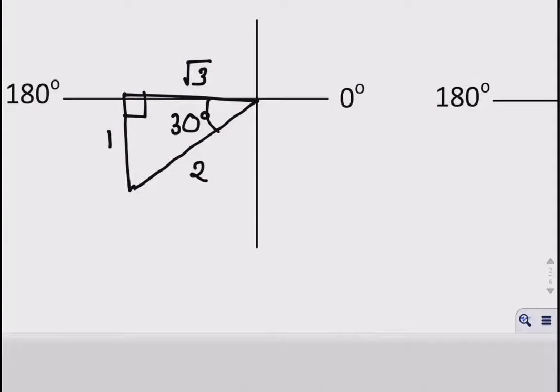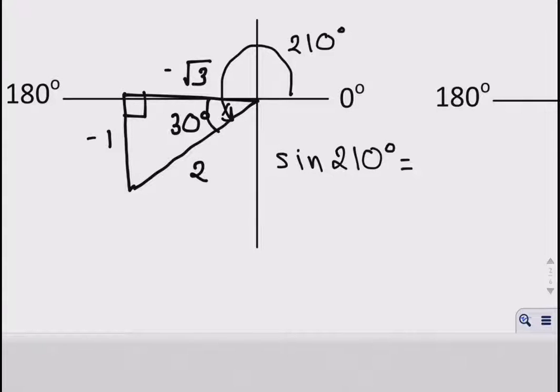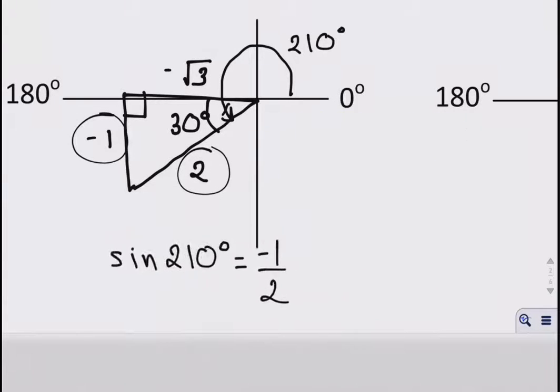And I know that 210 goes from 0 all the way around here. So that is 210 degrees. The root 3 is negative, the 1 is negative, and sine of 210 is going to be opposite, which is negative 1 over hypotenuse. I get negative 1 over 2. I'll just move that down here.